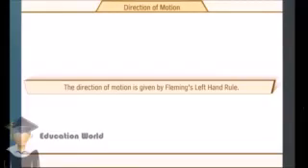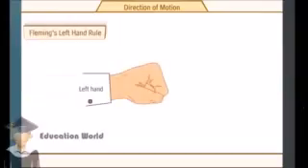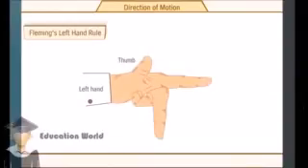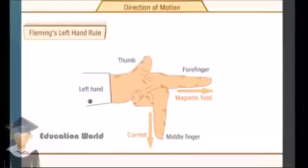The direction of motion is given by Fleming's left-hand rule. Extend the thumb, forefinger, and the middle finger on the left hand in such a way that all the 3 are mutually perpendicular to each other. If the forefinger points in the direction of the magnetic field, the middle finger in the direction of the current, then the thumb points in the direction of the force exerted on the conductor.